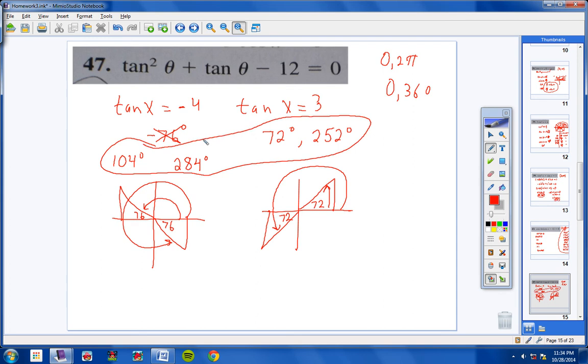Okay? Now, if you convert them to radians real quick, I'm not going to do them all, but 104 degrees right here would be 26 pi over 45. Okay, there's one. I'll do one more over here. 252 would be 7 pi over 5. And there we go. Okay, so here's your 4 answers. Let's move on to number 51.